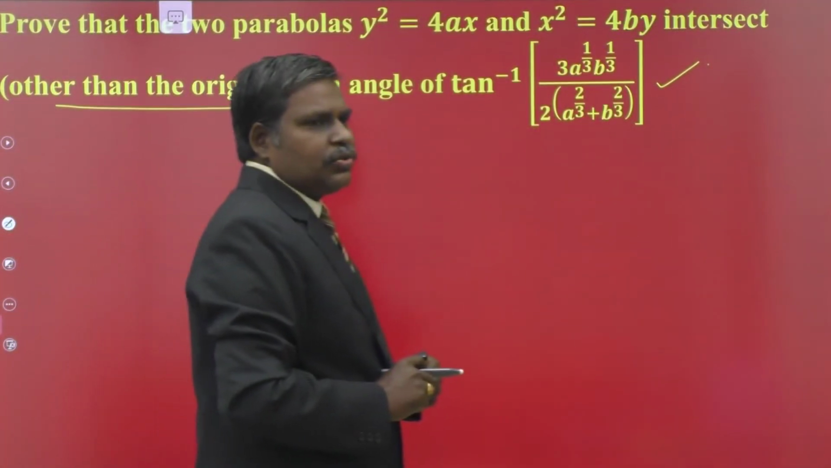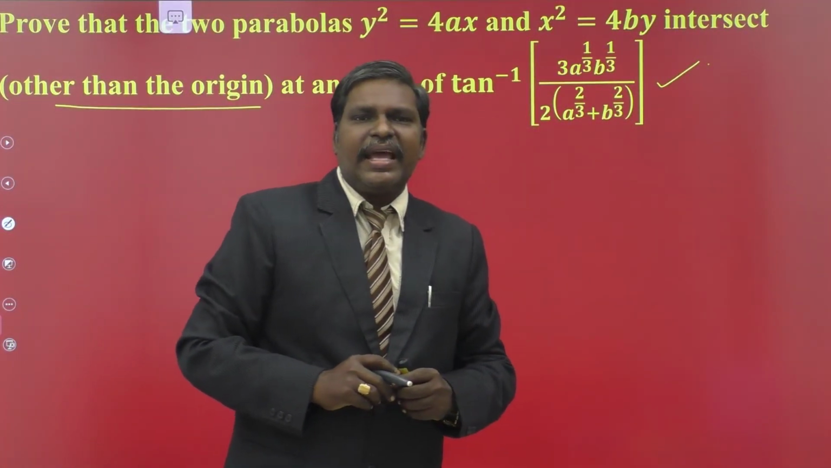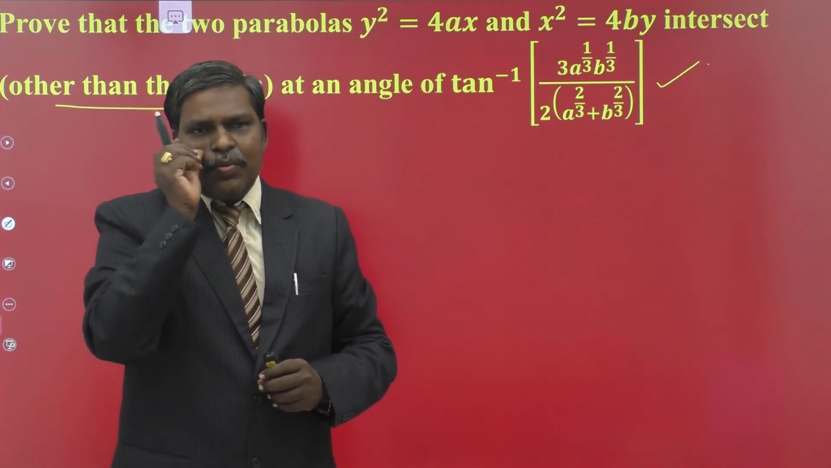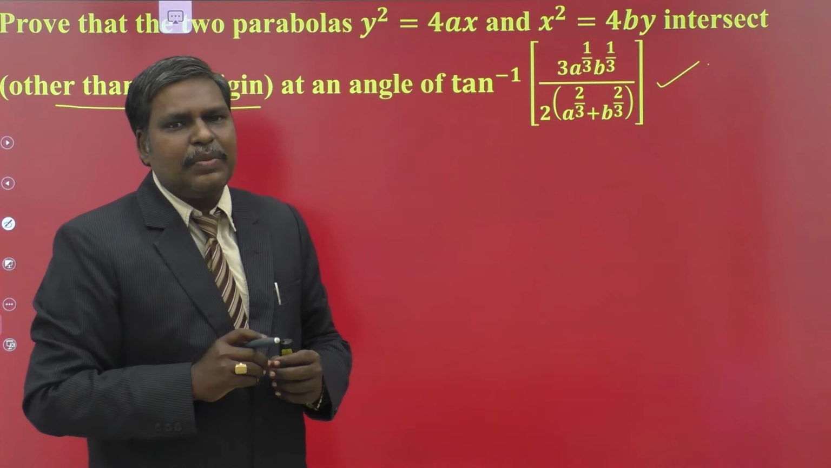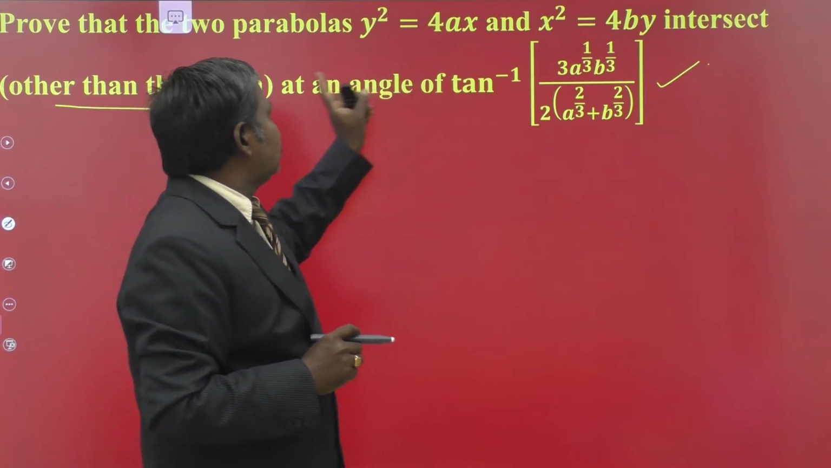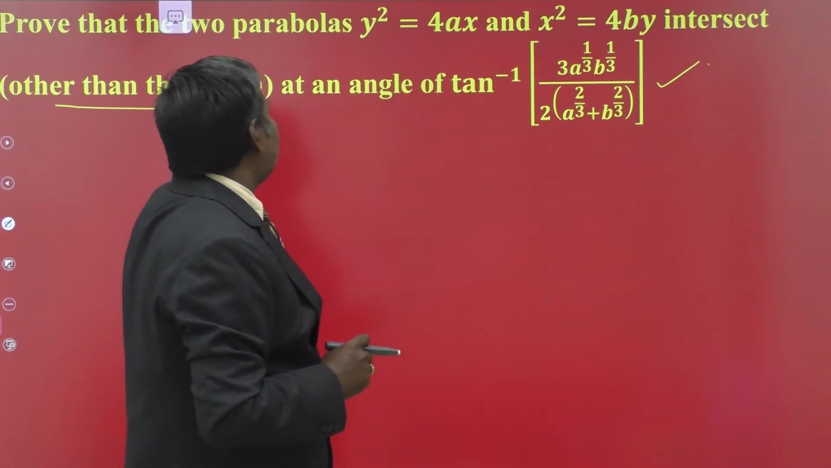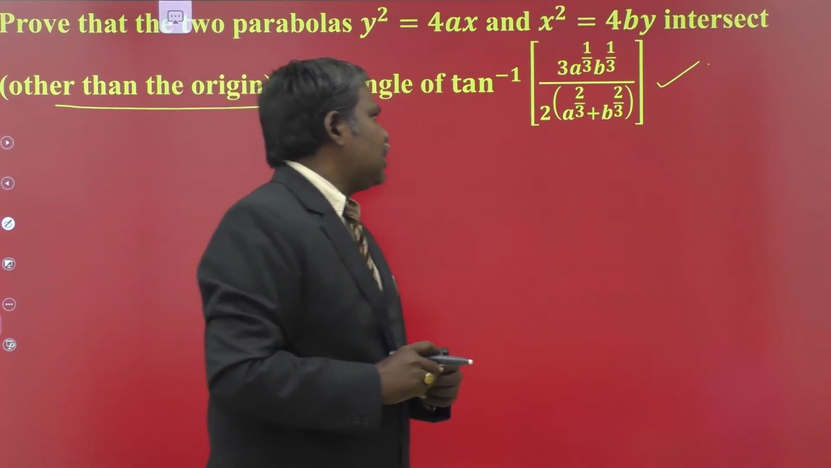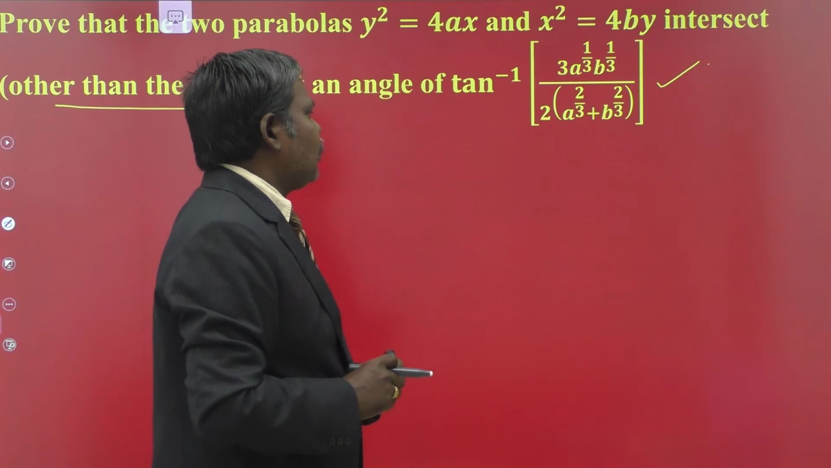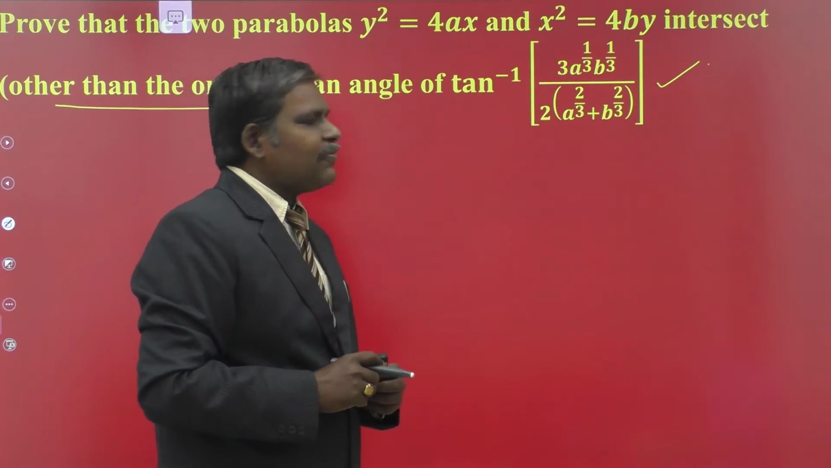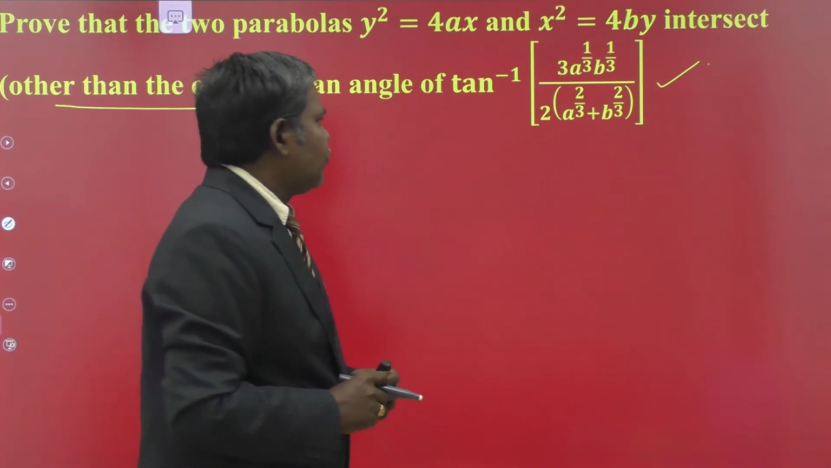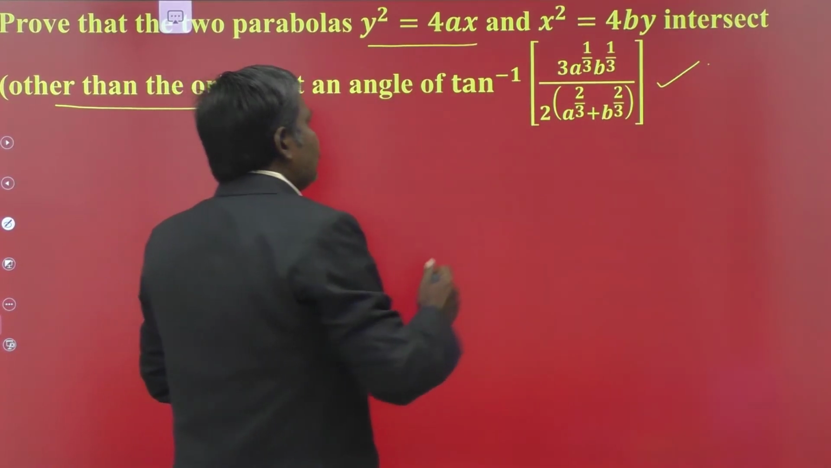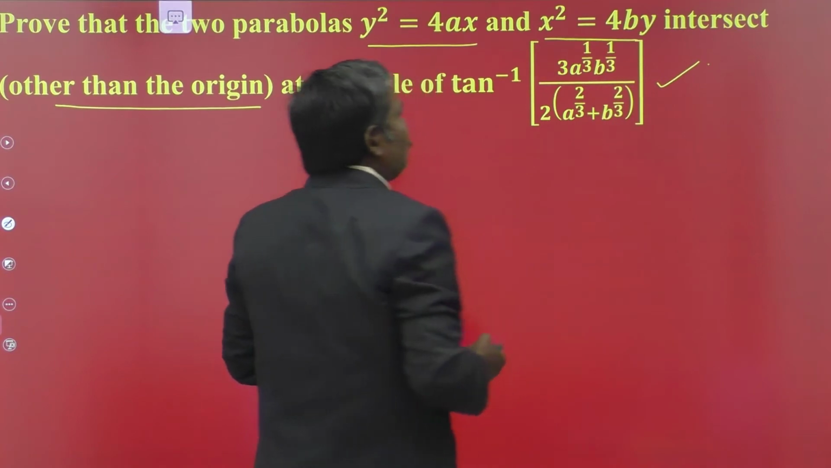The angle between two curves is nothing but the angle between the tangents at their point of intersection. We have to find out the angle between tangents at the point of intersection other than the origin. You have to show that it is tan inverse of 3 a power 1 by 3 b power 1 by 3 by 2 times of (a power 2 by 3 plus b power 2 by 3). So these are well familiar curves to you, y square is equal to 4ax and x square is equal to 4by.